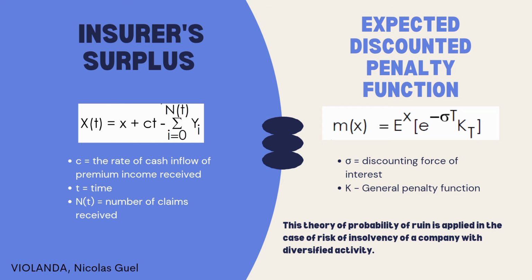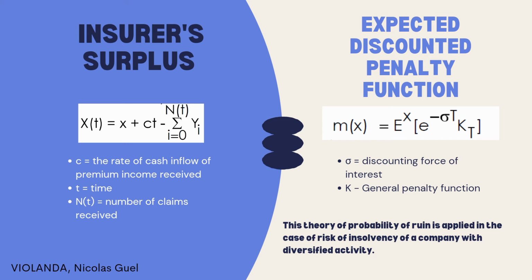The equation on the right side is the expected discounted penalty function, which was made by Gerber and Shiu, used to analyze the behavior of the insurer's surplus derived from the probability of ultimate ruin. It is equal to e to the power of x times e to the power of negative delta t times k sub t. Delta is the discounting force of interest, k is the general penalty function representing the economic cost of the insurer, and the expectation relates to the probability measures.